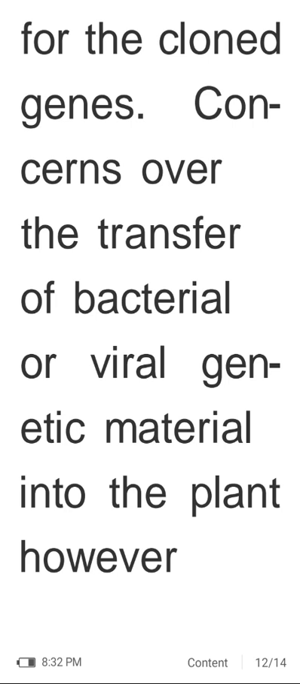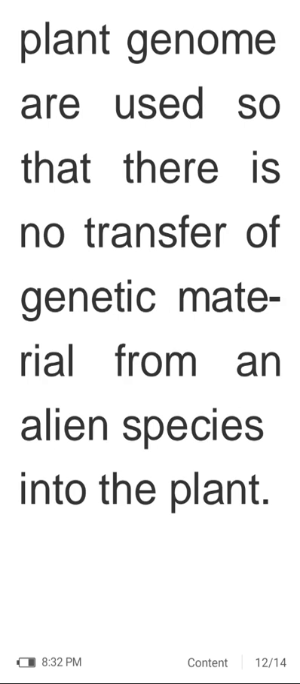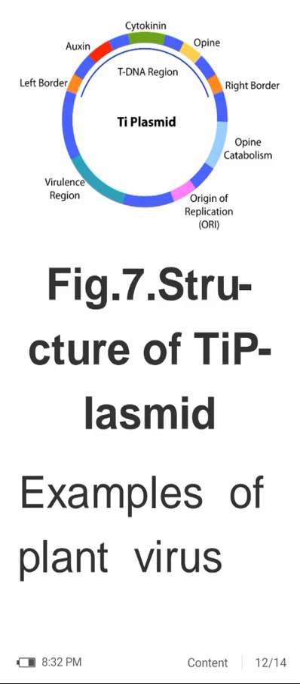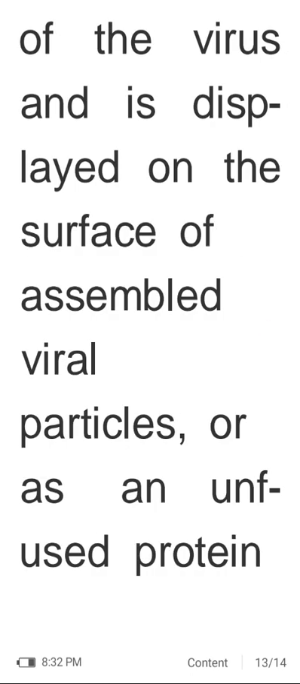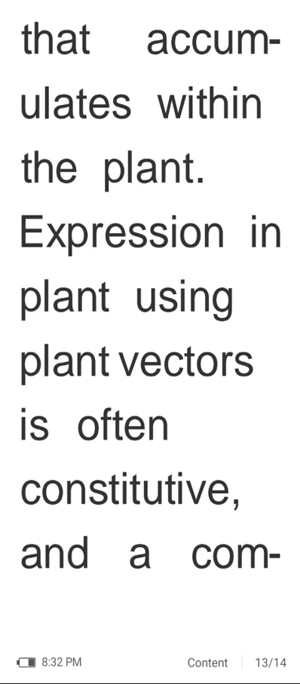Concerns over the transfer of bacterial or viral genetic material into the plant, however, have led to the development of vectors called intragenic vectors, whereby functional equivalents from the plant genome are used so that there is no transfer of genetic material from an alien species into the plant. Examples of plant viruses used are the tobacco mosaic virus, potato virus, and cowpea mosaic virus. The protein may be expressed as a fusion to the coat protein of the virus and displayed on the surface of assembled viral particles, or as an unassisted protein that accumulates within the plant.